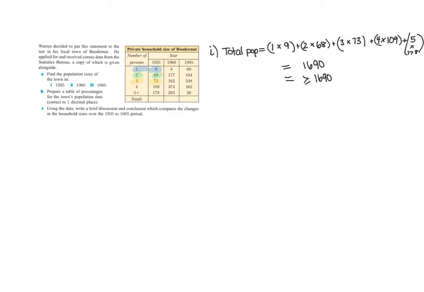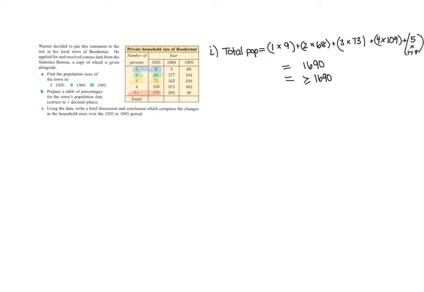And you're going to notice that in the back of the book, it actually says greater than or equal to 1690. And the reason for that is because if we look at the last row, it says 5 plus. So we don't know if some of these houses have more than 5. Some could have 6, some could have 7. So that data, we don't know the definite answer. We can just say it's going to be more than or equal to 1690.